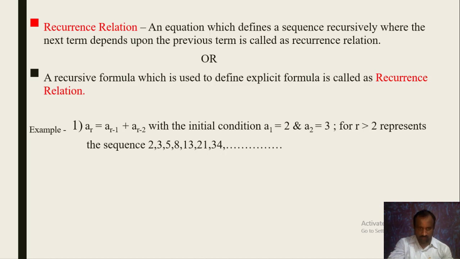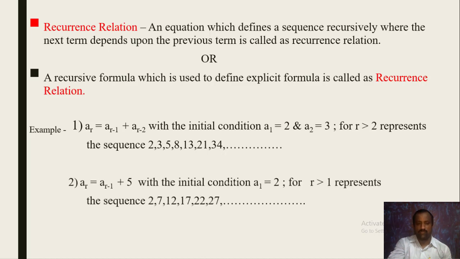That is, if we know the first two terms, then the third term is obtained by adding the previous two terms. That is, we get the nth term by adding the previous two terms, n-1 and n-2. This particular formula is known as a recurrence relation, which is a combination of both explicit formula and recursive formula.